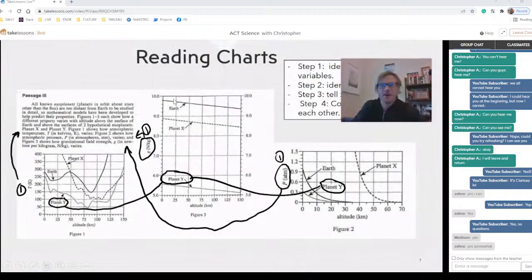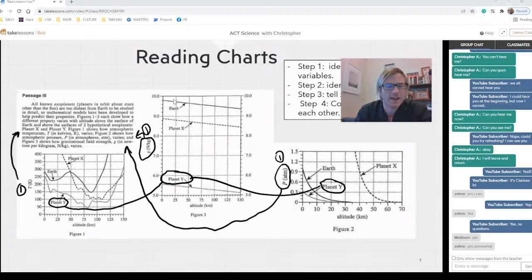So let's dig in. All right. So reading charts. This is a great example of reading a chart. We just talked about one of these. I think it was figure 2, but let's look at figure 1. So I look at altitude. I get what that is. I know what altitude is. It's height off of the surface of the planet.